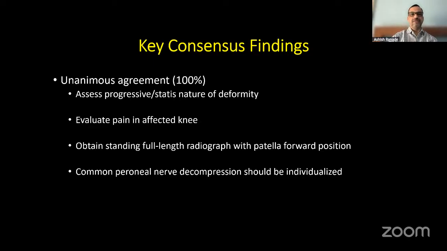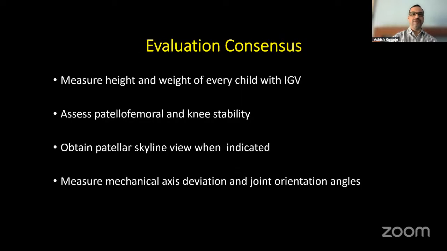The key findings were that there was unanimous agreement that we want to know whether the deformity is progressive or static, and we want to evaluate the pain. We should obtain a standing full-length radiograph with patella forward position. Common peroneal nerve decompression should be individualized, which means it should not be done in every case. Consensus was also reached that it is important to obtain the standing X-ray and measure the mechanical axis deviation and joint orientation angles. X-rays like patellar skyline views need to be done when indicated, not in every case.